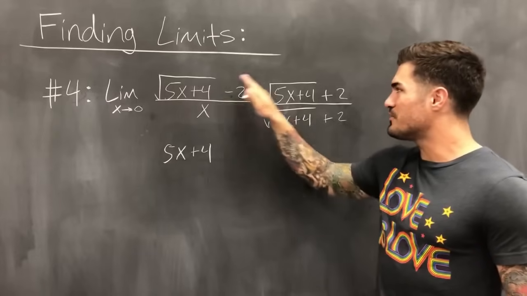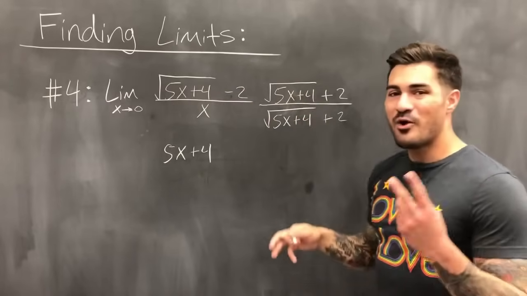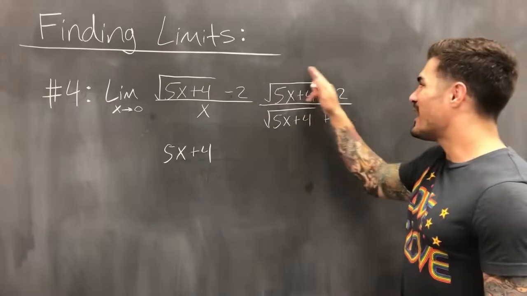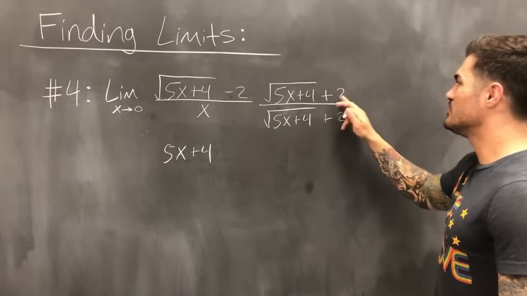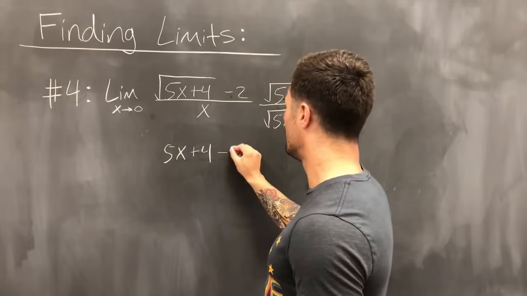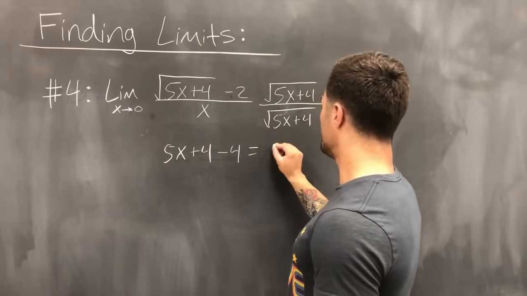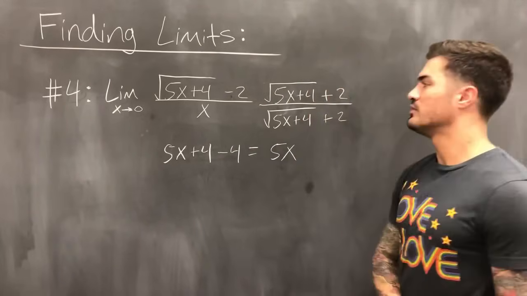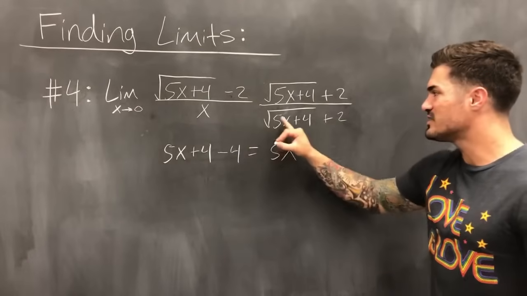So all I'm left with is the first, right? First, the outer and inner cancel, and then the last is what I'm left with as well. So negative 2 times positive 2 is minus 4, which gives me just 5x. And in the bottom, I have x times this whole guy.